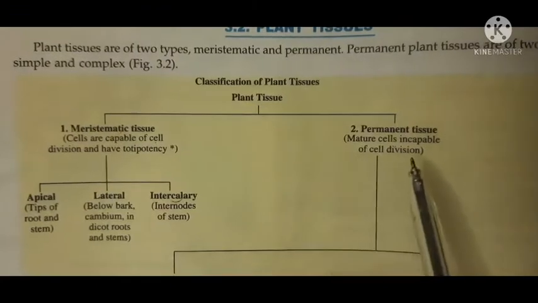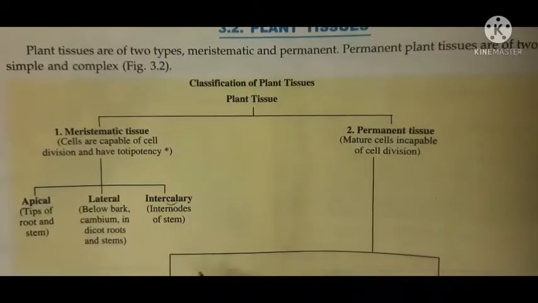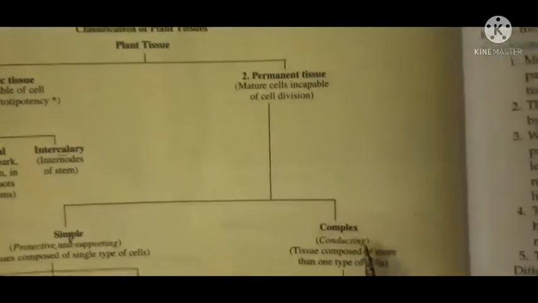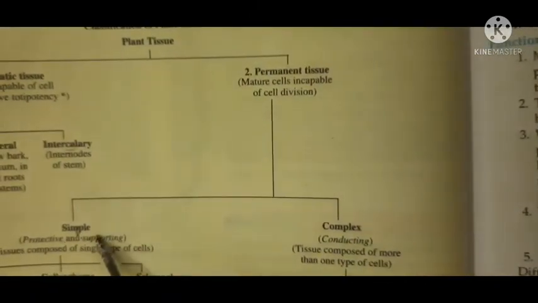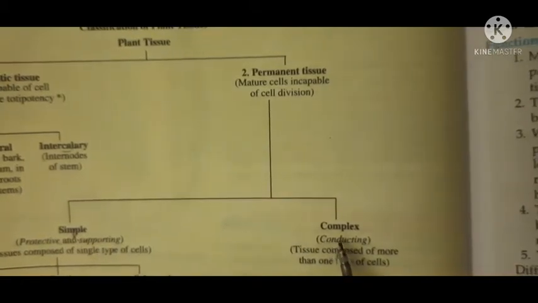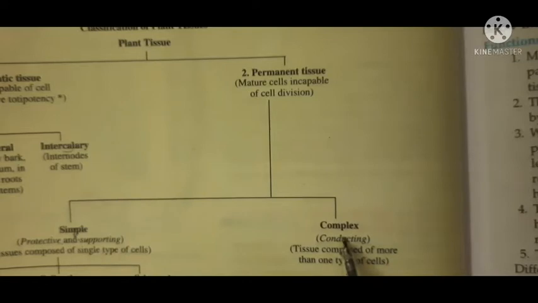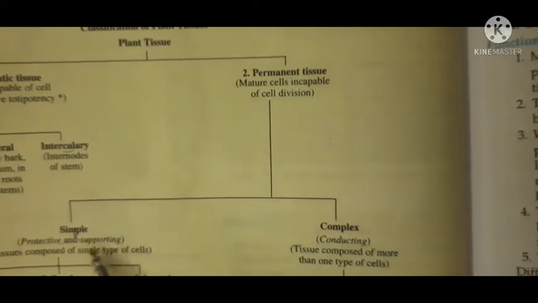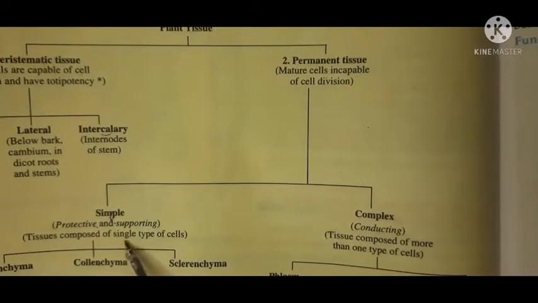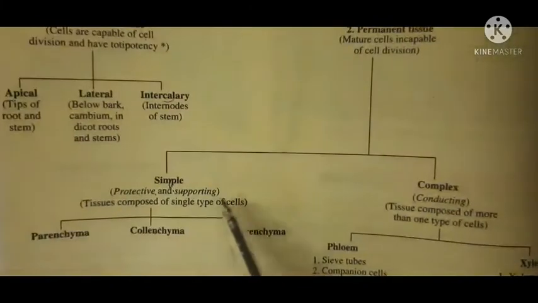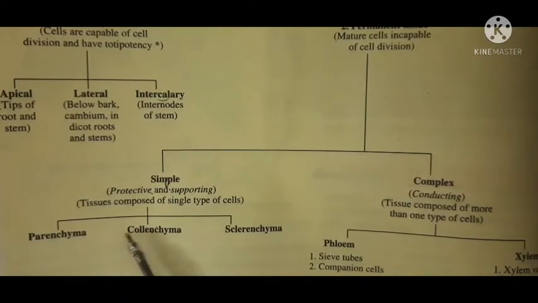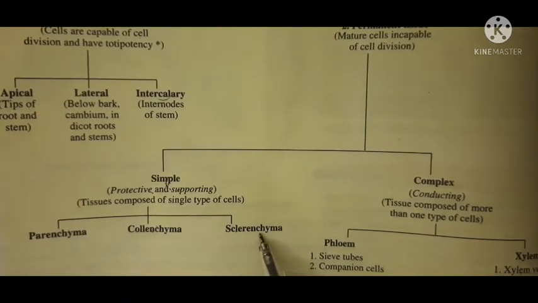Okay, now permanent tissue is of two types, that is simple permanent tissue and complex permanent tissue. Simple permanent tissue consists of a single type of cells, and complex permanent tissue consists of more than one type of cells. So simple permanent tissue, that is protective and supporting in function, is composed of a single type of cells. Now this simple permanent tissue is of three types, that is parenchyma, collenchyma and sclerenchyma.